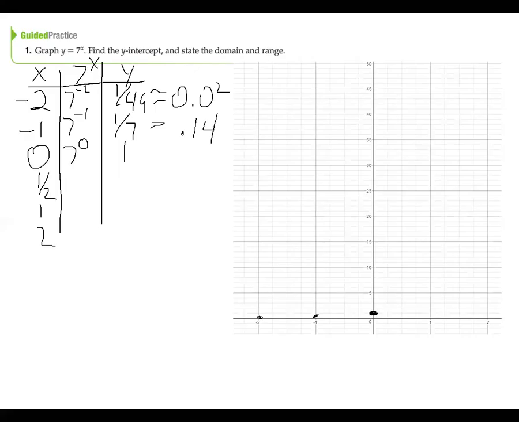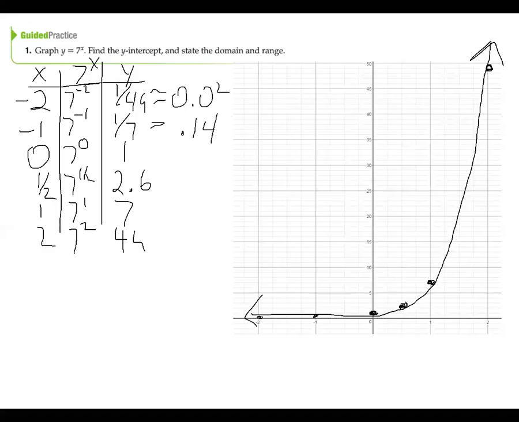If I put in a half, 7 to the half gives me 2.6. So a half is about 2.6 right there. If I put in 1, that's 7 to the first power, or 7. Should be right there. And if I put in 2, 7 squared is 49, which is way up here. So the graph looks like this.